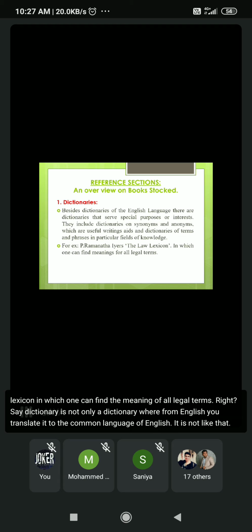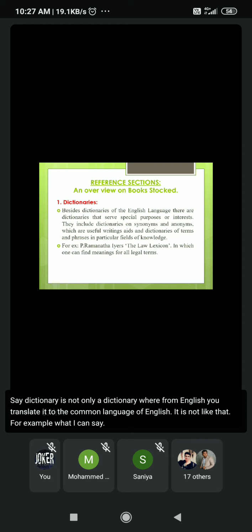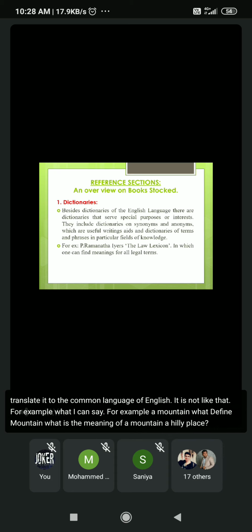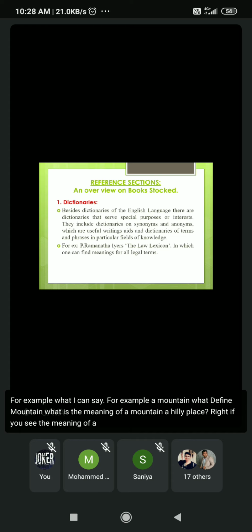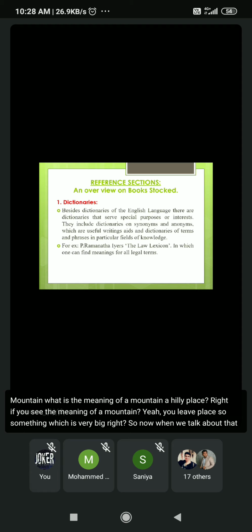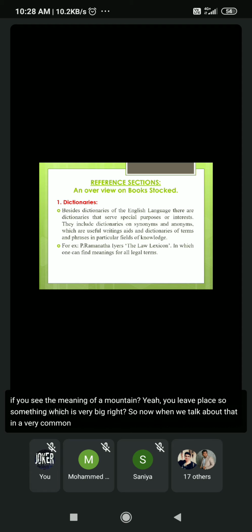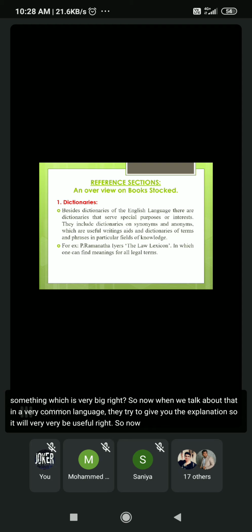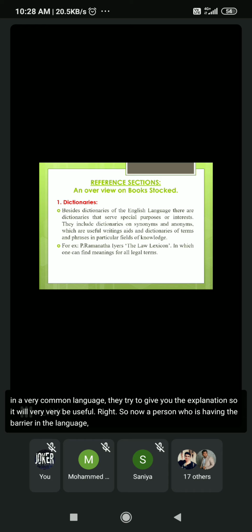For example, a mountain. What is the meaning of a mountain? A hilly place, right? Something which is very big. So when we talk about that in a very common language, they try to give you the explanation. So it will be very, very useful. A person who has a barrier in the language, who is not able to understand a particular word, if he refers to the dictionary, it will be very useful for a student.